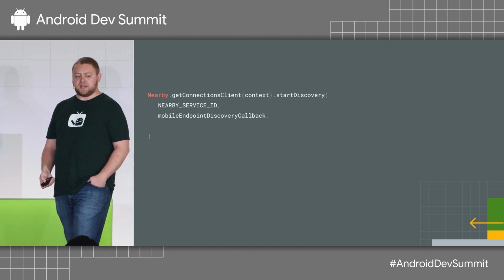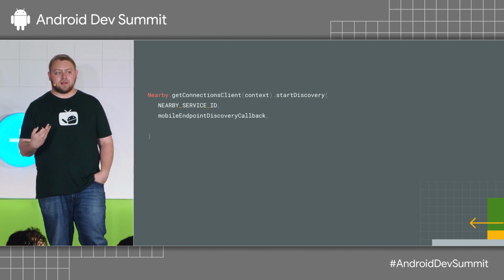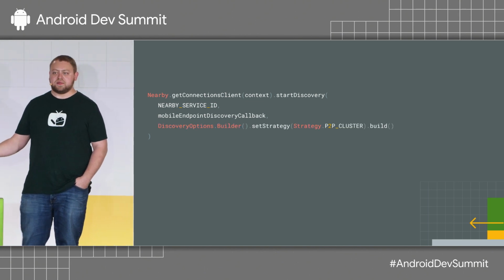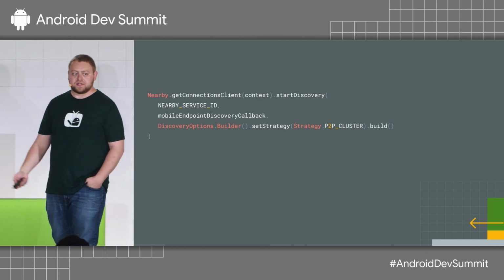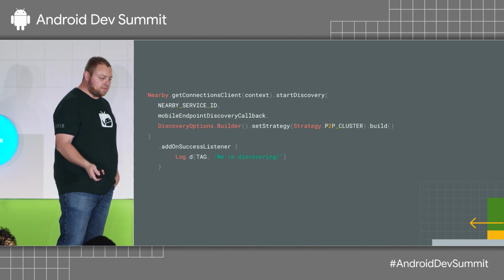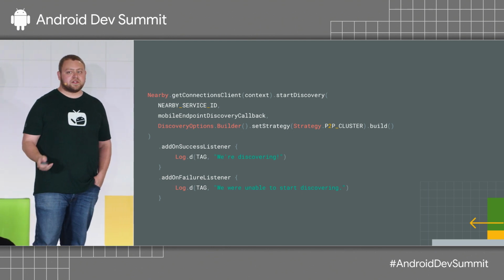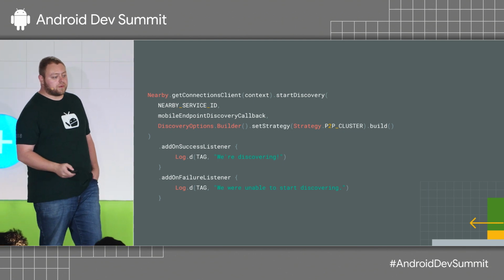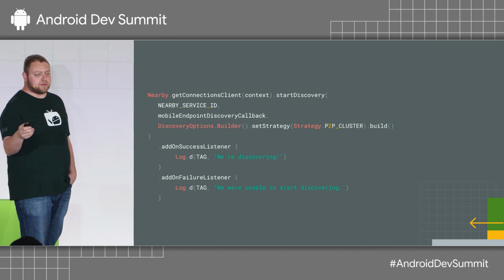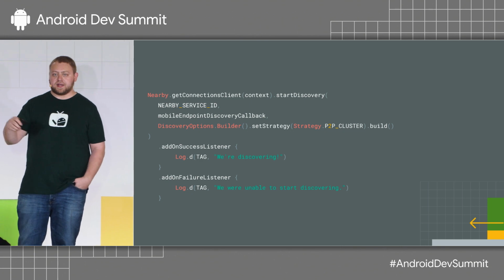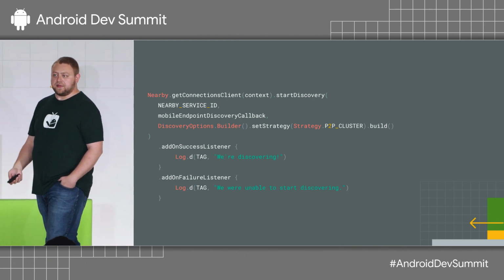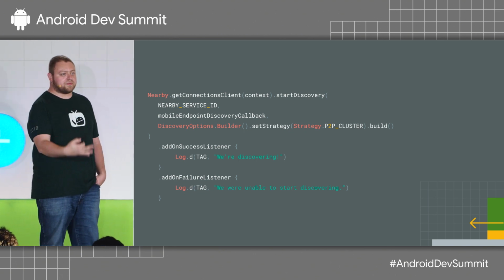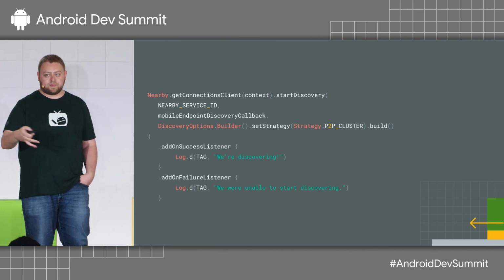Then you're going to give it a mobile endpoint discovery callback, because I love really big words. And then you're going to set a strategy. This strategy should be symmetric to what you set on TV. So I urge you to use cluster for this use case. You get listeners again. These listeners are pretty important. These say you are able to start discovery. This does require location permission because it's going to use Bluetooth LE, then default to other ways to find nearby people. So if you get a failure listener, maybe it's like, oh, permission for location hasn't been enabled. So these are great for debugging and trying to urge the user down the correct path.